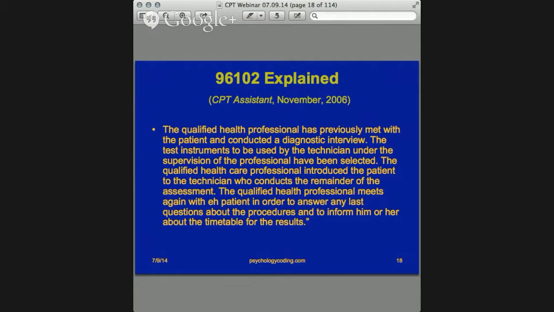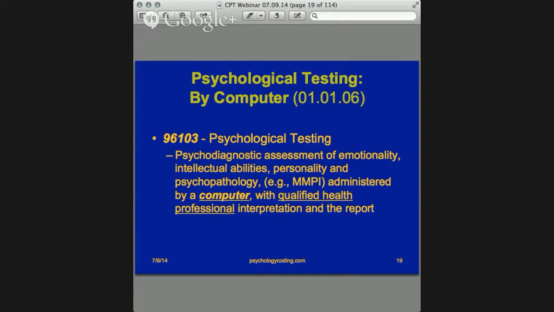So to go into a little bit more detail, as you can see, this is done by a technician under the supervision of the professional. The tests are selected not by the technician, but by the professional. The technician essentially does what the so-called qualified health professional requests. They are, if you will, a physician or healthcare extender. If, on the other hand, a computer is involved without the use of a third party, then that is 96103.